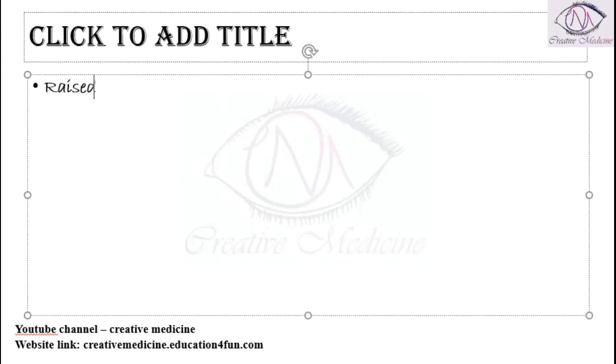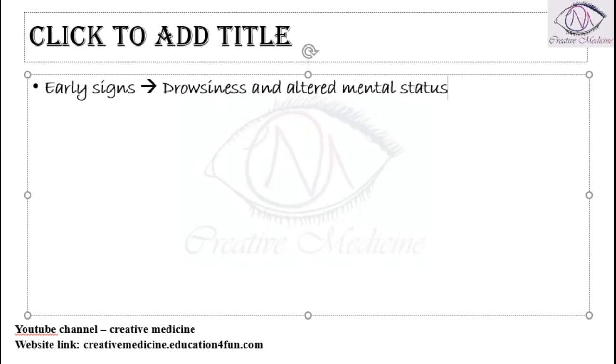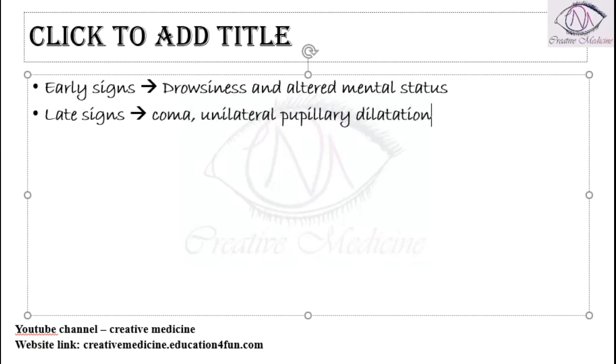If you are asked what are the early signs of raised intracranial pressure, early signs are drowsiness and altered mental status. Then, if you are asked what are the late signs of raised intracranial pressure, if the patient is in coma or has unilateral pupillary dilatation, these are the late signs of raised intracranial pressure.